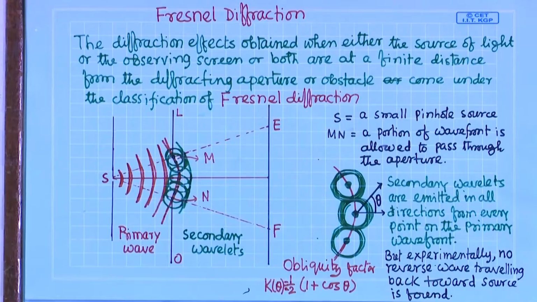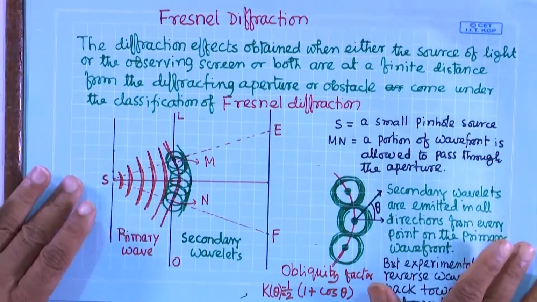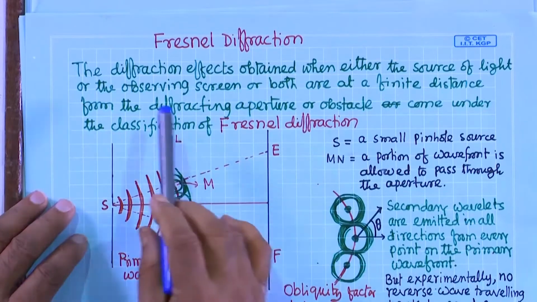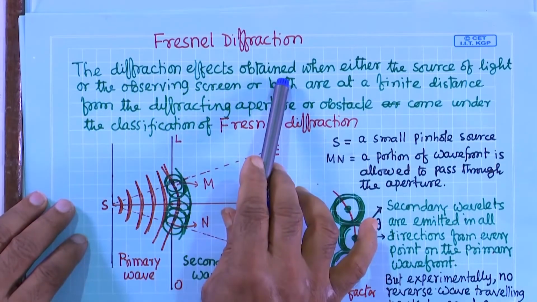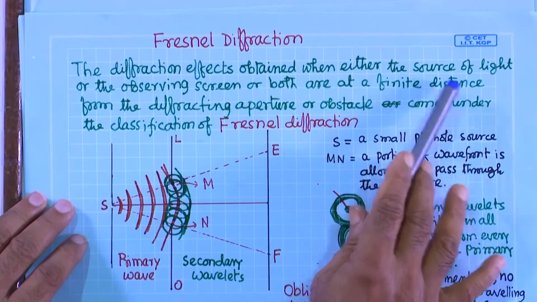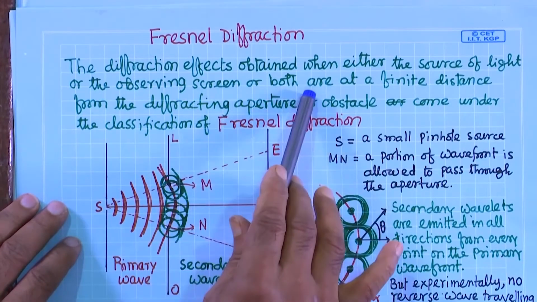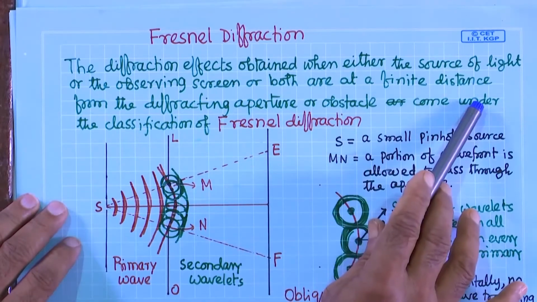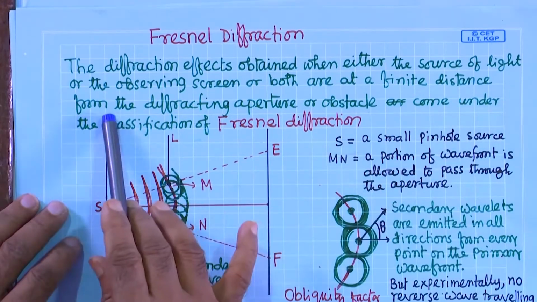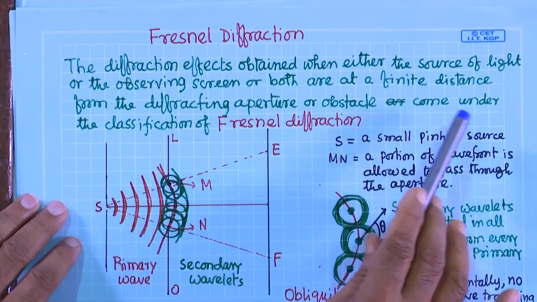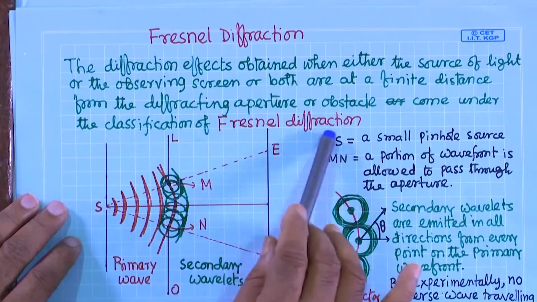So let me discuss the Fresnel diffraction in a simple way. As I mentioned, the diffraction effect obtained when either the source of light or the observing screen or both are at a finite distance from the diffracting aperture or obstacle comes under the classification of Fresnel diffraction, right.